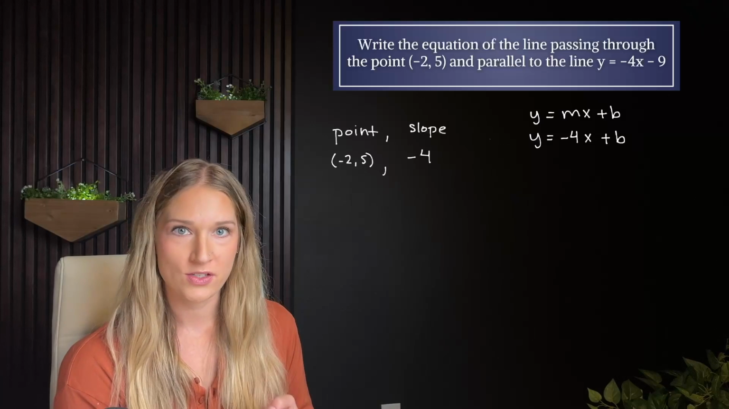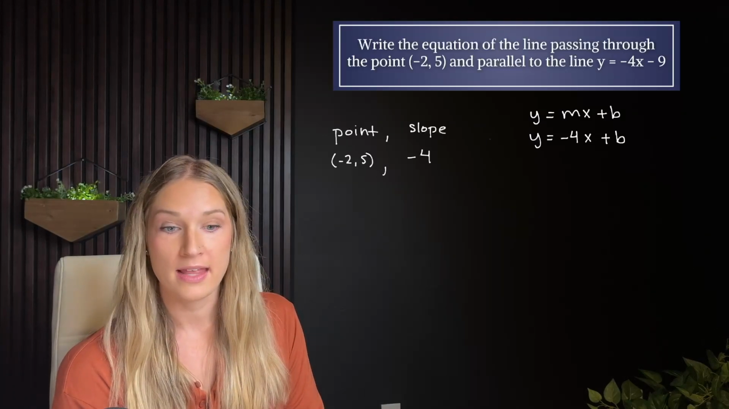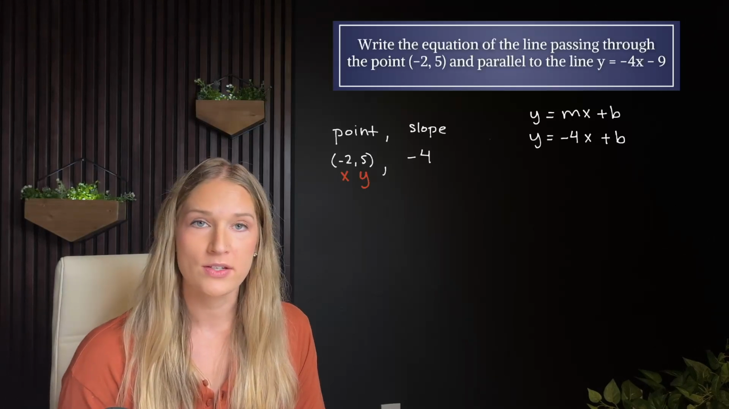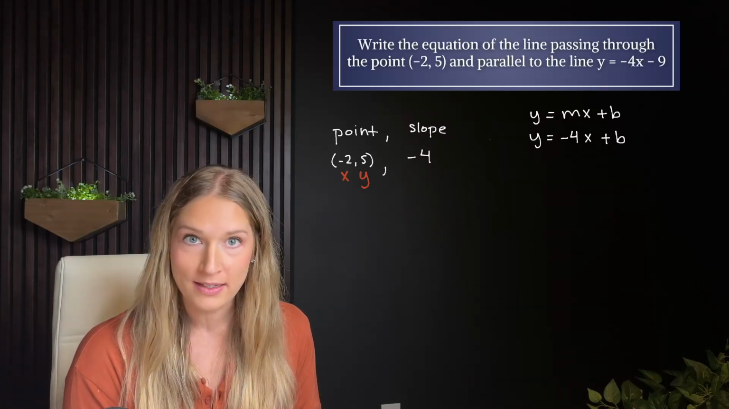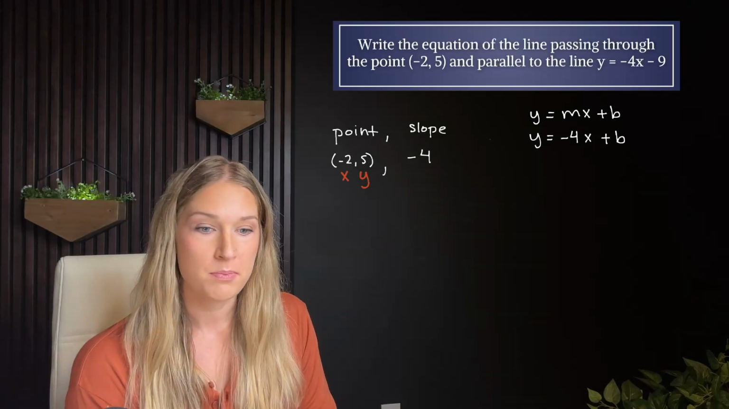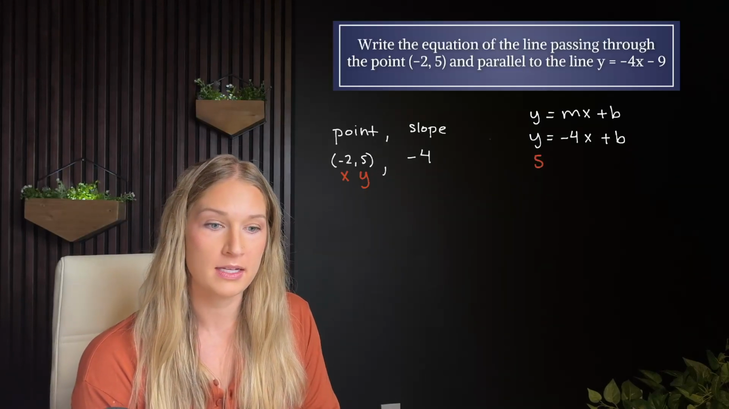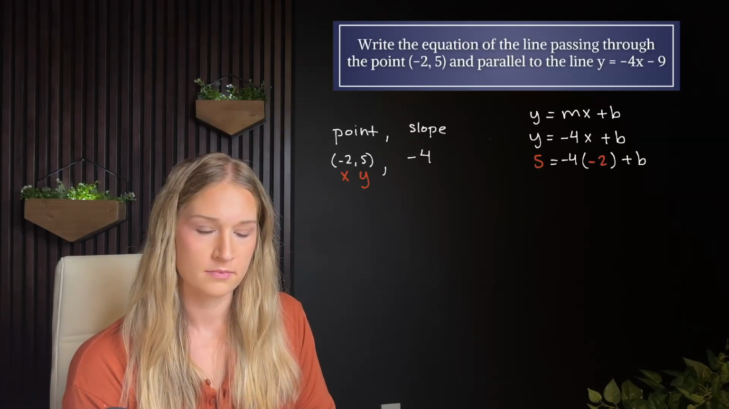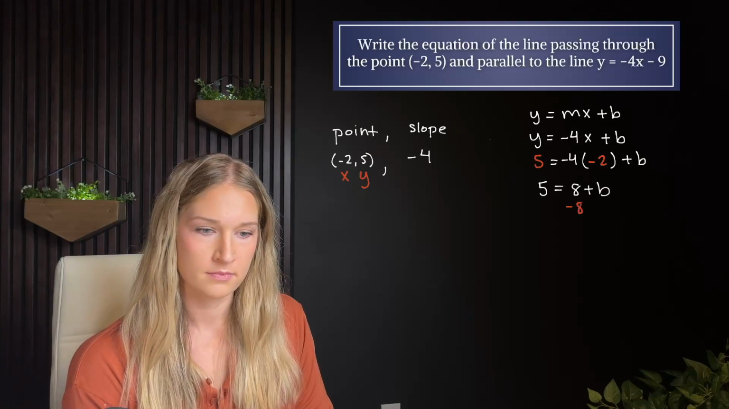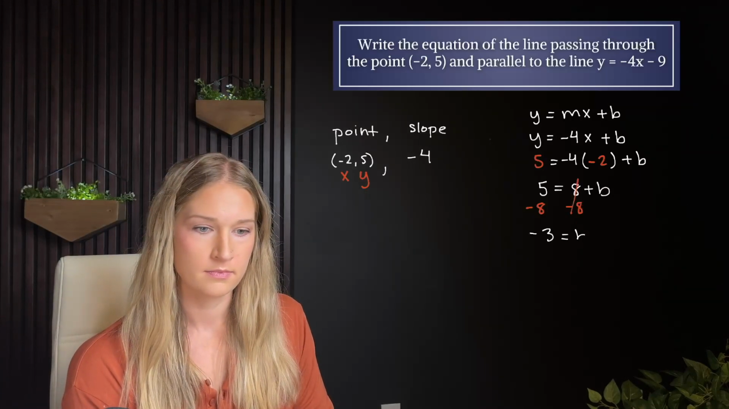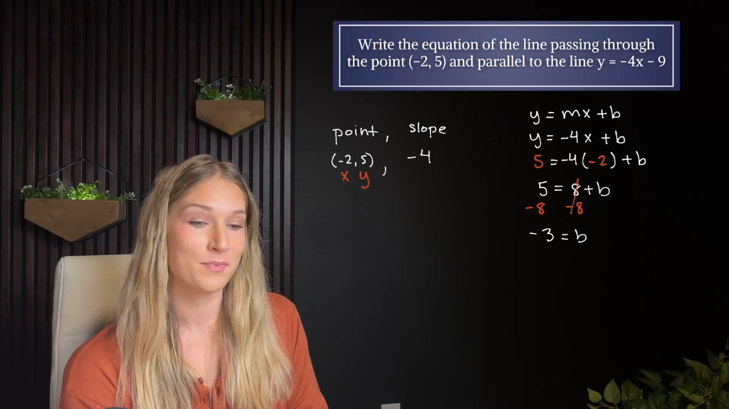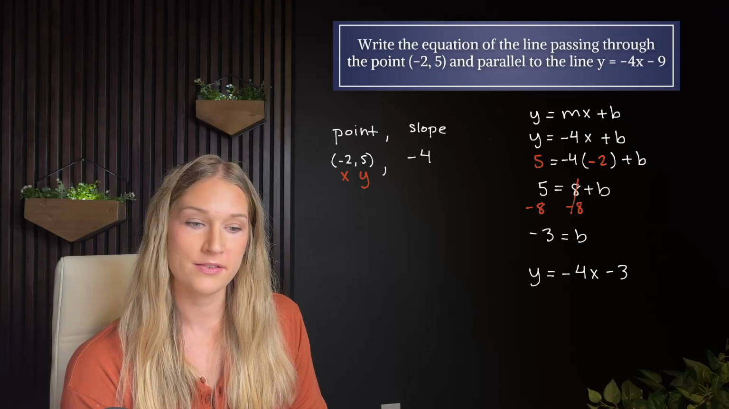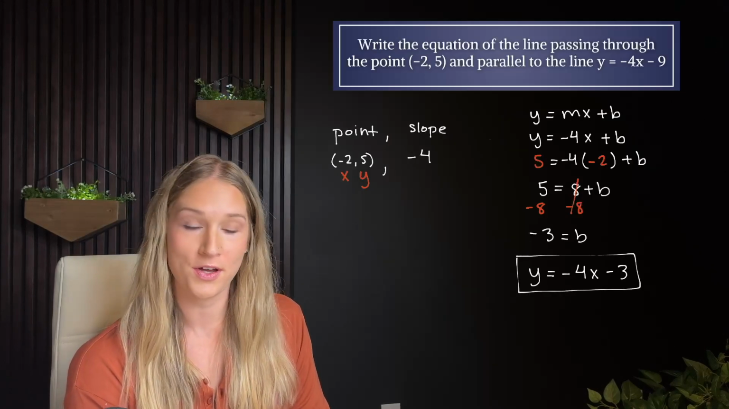Well, we have one point on our line, and that is the point where x is -2 and y is 5. So let me put in those values and see what b would have to be so that the line goes through this point. I put in my 5 for y and my -2 for x, and I can solve for b. So I found my b, and I already have my slope, so I can plug in my slope of -4 and my b of -3 to get the equation of my line.